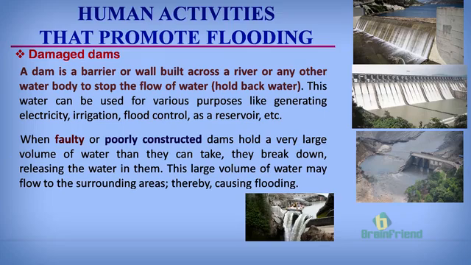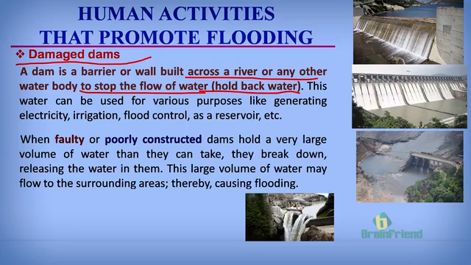We could also see a case where damaged dams could promote the occurrence of flooding within an area. What are dams? Dams are simply walls or barriers that are built across a river or across any water body to stop the flow of water. They can also be built to hold up water. They are built sometimes to stop the flow of water or sometimes to hold up water.